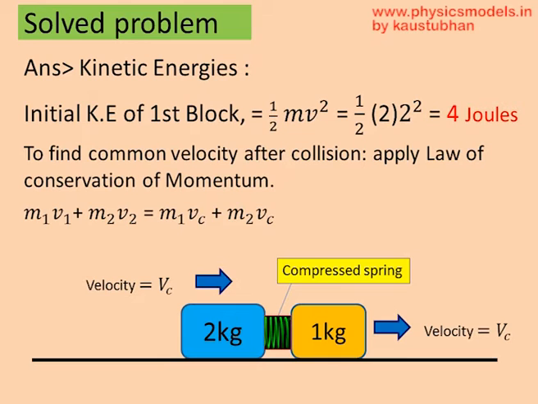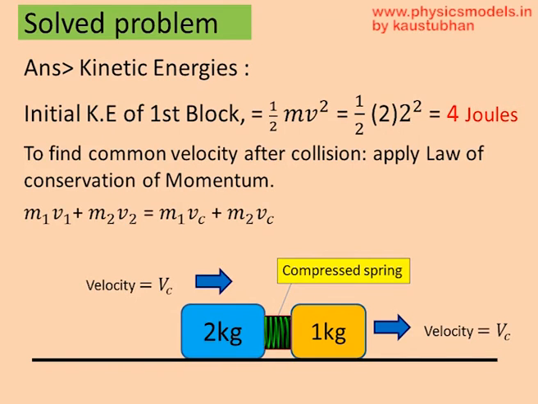Initially, we find the kinetic energy of the blue block which is moving, which is half mv squared. So mass is 2, velocity is 2, so that becomes 4 joules. But we cannot find out V common without applying the law of conservation of momentum. So do m1 v1 plus m2 v2 is equal to m1 v common plus m2 into v common. That makes it convenient to solve the equation.